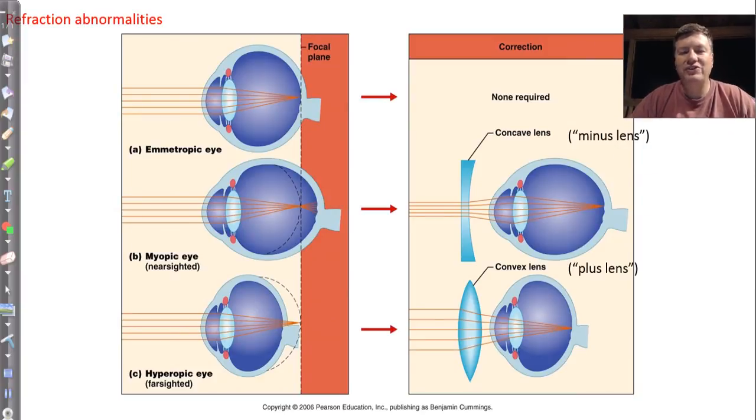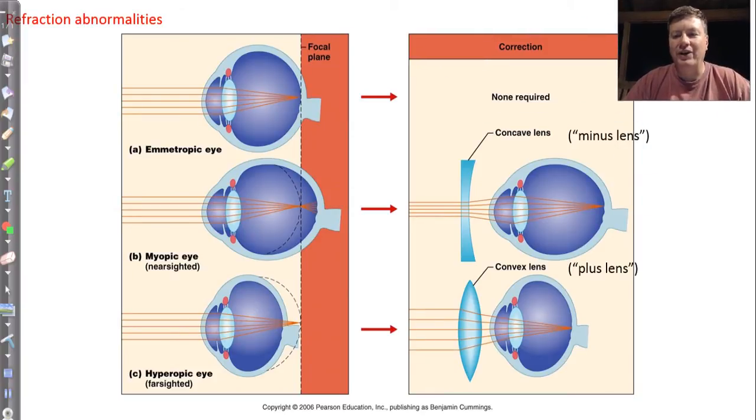Just how we look at vision abnormalities. I don't know why I keep moving around tonight.